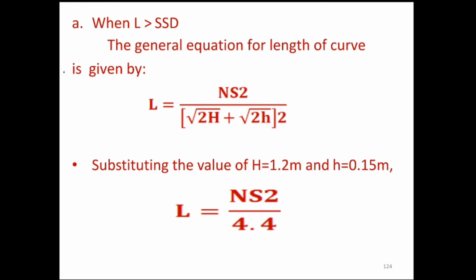Here, substituting the values of H equals 1.2, that is the eye height of the driver, and small h is the height of the object from the top of the road surface, 0.15, then L equals N S square upon 4.4, where L equals the length of the summit curve in meters, S is the stopping sight distance in meters, N is the deviation angle, H equals the height of the eye level of the driver above the road, and small h is the height of the object above the pavement surface in meters.